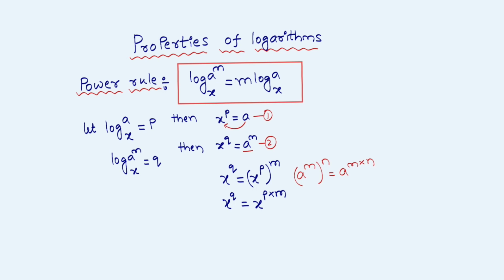Again, because bases are equal, we equate powers. Then we get q is equal to p into m, or m into p, both are the same. So I am writing it as m into p. Now again, from here the p value and q value we will substitute in this. Then what do we get? Log of a to the power of m to the base x is equal to m as it is, into the p value, which is log a to the base x. Then we got the power rule.